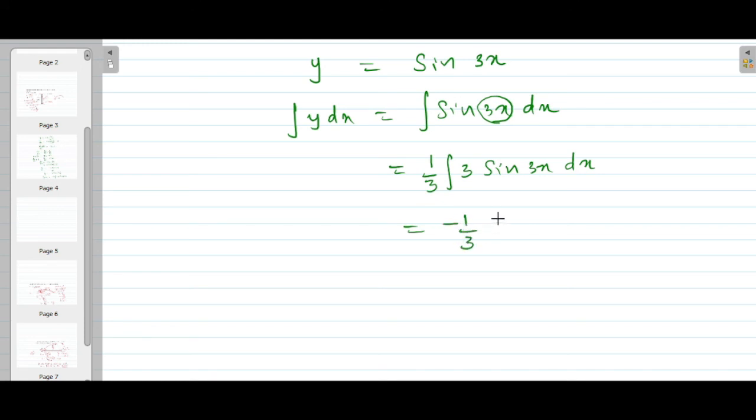Now I can write it as negative 1 by 3 cos 3x, because integral sin x is negative cos x. So there will be a negative there, so that is what is applied here. So this is the integrated value of sin 3x.